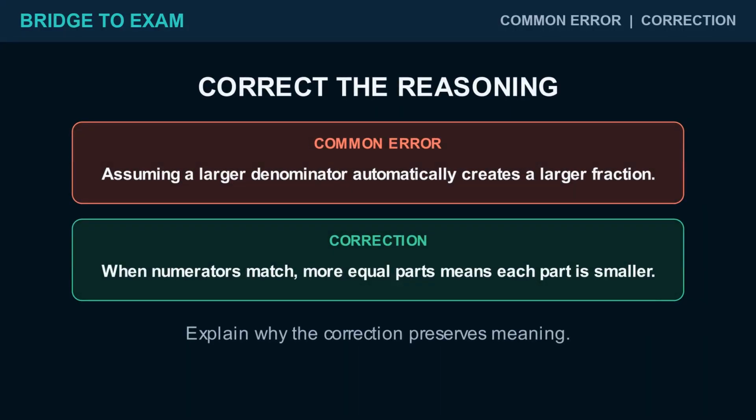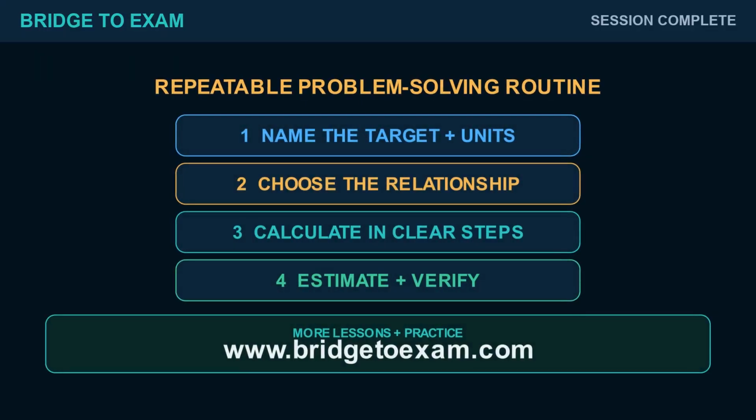Watch for this common error. Assuming a larger denominator automatically creates a larger fraction. Correction. When numerators match, more equal parts means each part is smaller.